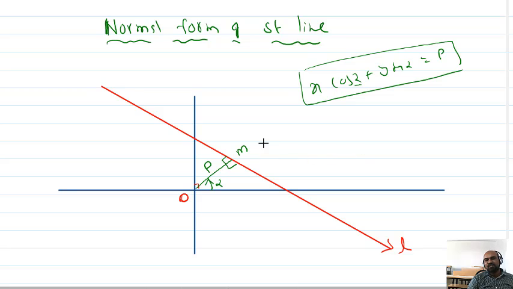Students, listen. Any line is given. The distance from the origin to the line is given as p. The angle made by the normal, which passes through the origin, with the x-axis in the positive direction is given as alpha. Then the equation of this line is taken directly as x cos alpha plus y sin alpha equal to p. Here p stands for the distance from the origin to that line.